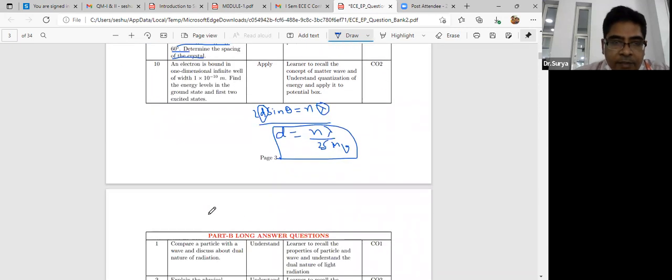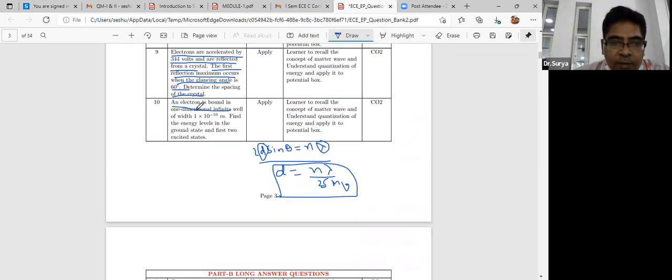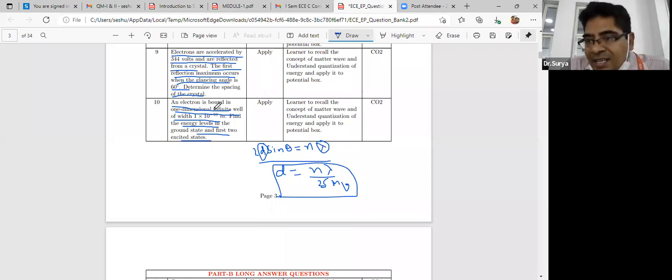Next question: an electron is bound in a one-dimensional infinite potential well of width 1 into 10 power minus 10 meters. Find the energies in the ground state and the first two excited states. Ground state means n equals 1, and at the same time the first two excited states, E2 and so on. And then you can take E2 minus E1.